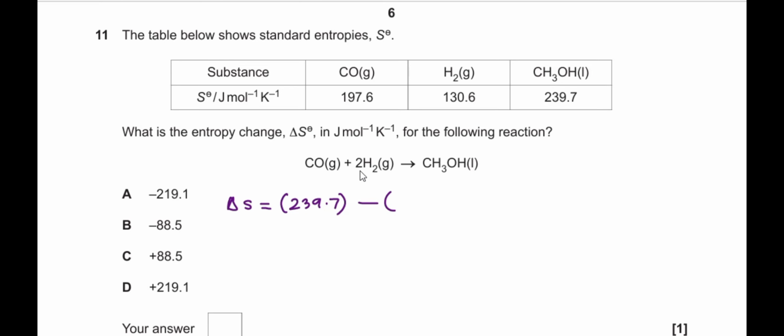Also consider the number of moles there. So 197.6 plus 2 times 130.6, which when we put into the calculator we get minus 219.1, and going by the options it is A.